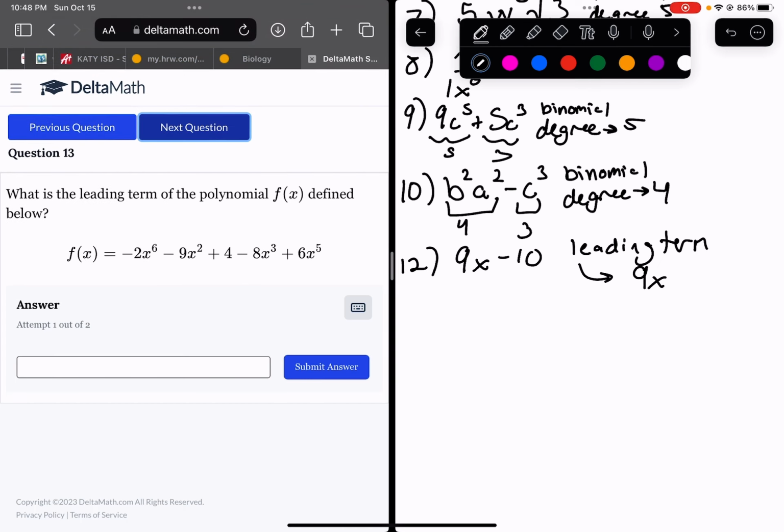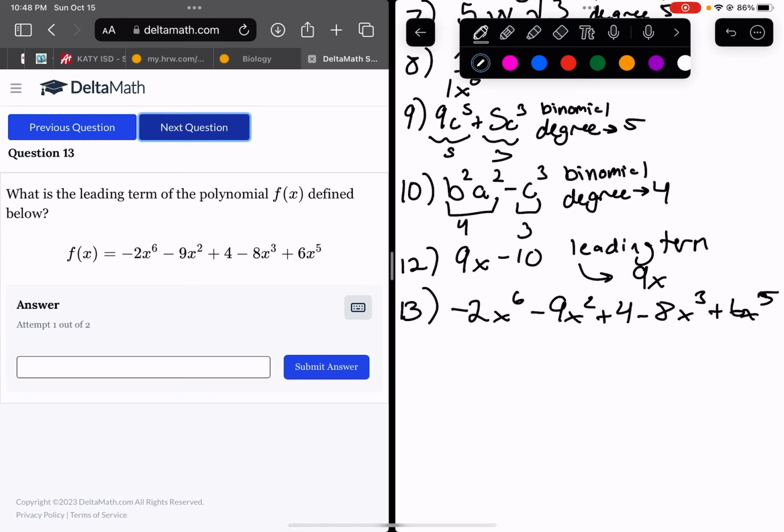All right, so if we look here at this one, it's going to take a minute to copy down. All right, so when we copy that down, first off, this guy is not written in standard form. Sometimes they'll be written in standard form, sometimes they won't be. Standard form means that you go from highest power to lowest power. Okay, now it does start with the highest power here, which is 6, but then it goes to like a power of 2, then it goes to a constant, then a power of 3. So it's not written in standard form.